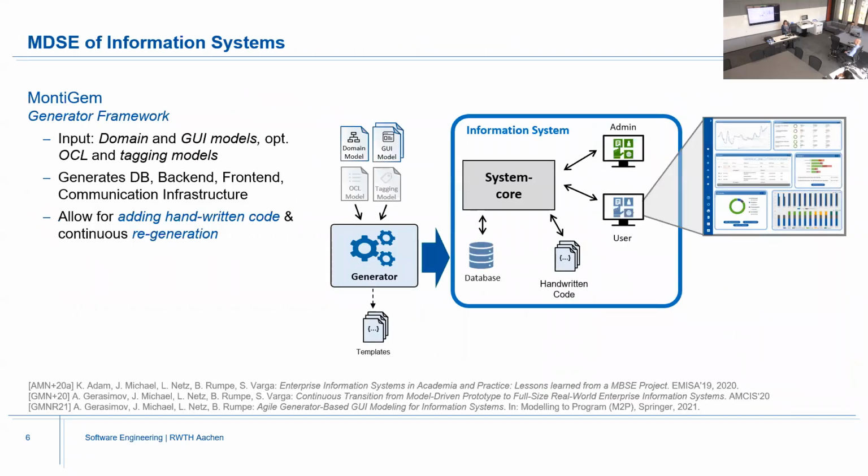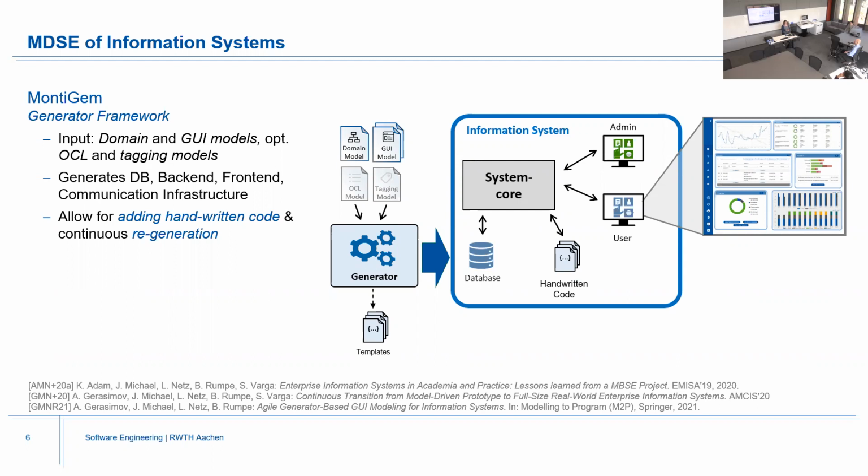Now, when I moved to Aachen, I went away from graphical modeling notations and moved into textual modeling notations, which is quite interesting and very helpful if you want to generate a system, because it's easier if you already have a textual representation. There we have been working for several years now on the generator framework MontiGem. It's basically a framework with which we can generate information systems.